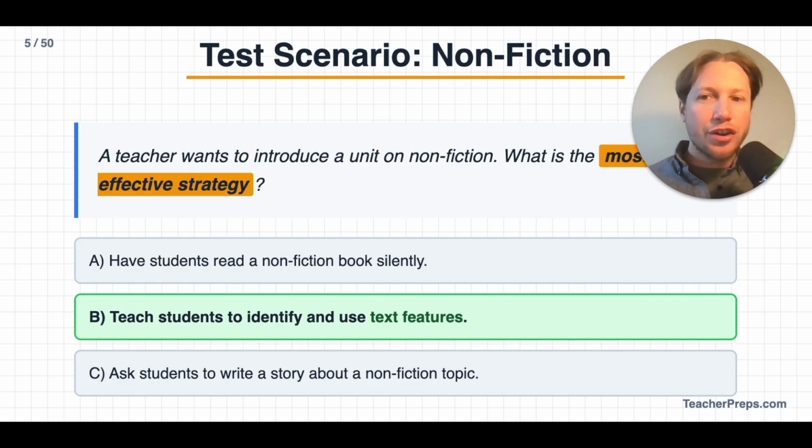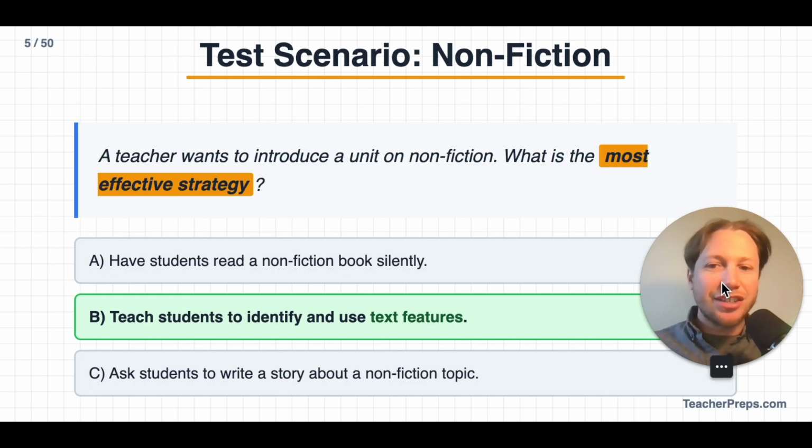Now, on your test, you will likely see scenario-based questions like this, which reads, a teacher wants to introduce a unit on nonfiction. What is the most effective strategy? I've already highlighted the correct response. That's because this isn't a practice test. This is a study guide helping you get prepared for that. But do make sure that you use our practice test at the bottom of this page. We can see that the most effective strategy, highlighted in green, would be to teach students to identify and use text features. So if you receive a question like this on test day, notice that I've highlighted the 2 words text features, because that's a major part of teaching nonfiction.